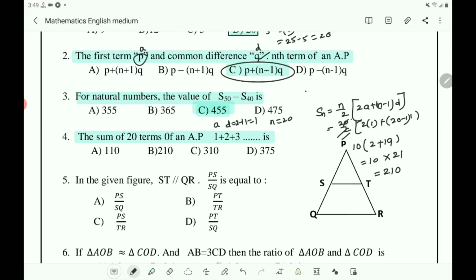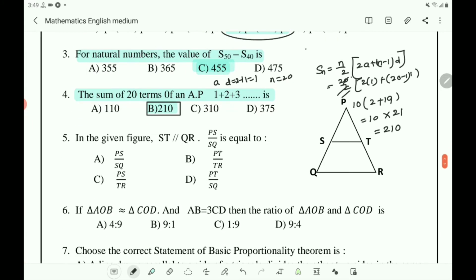Then what is the answer? Option B is the answer. You note down option B. 210 is the answer. Next you take question number 5. In the given figure, ST is parallel to QR, PS by SQ is equal to. You know that PS by SQ is equal to PT by TR. Here where is the answer? PT by TR. Option B is the answer. Note down the answer, option B.